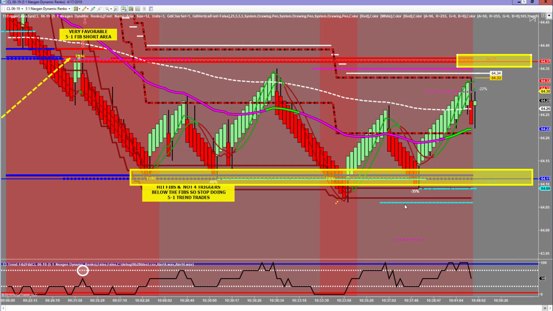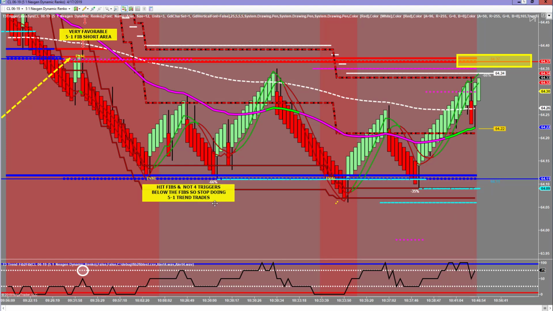When you get in between support and resistance, there's only two choices that you can do. We already declared that we can't do trend trades anymore. Right? Remember what we said? If we hit fibs and the triggers don't break, we're not doing trend trade shorts. Now, we could do a counter long, right? If it fits the bill.